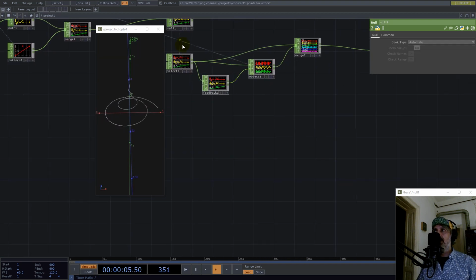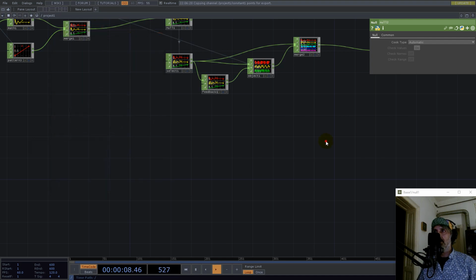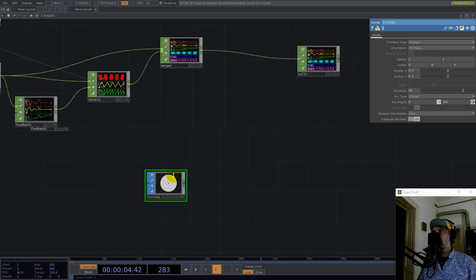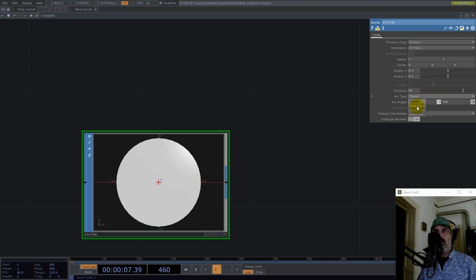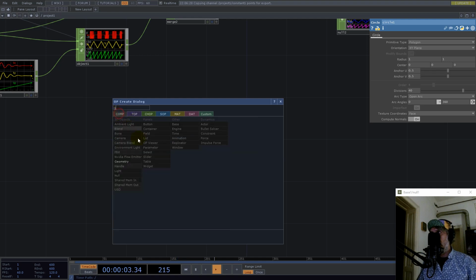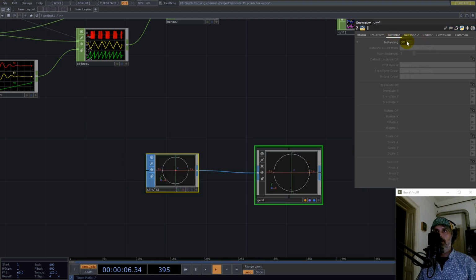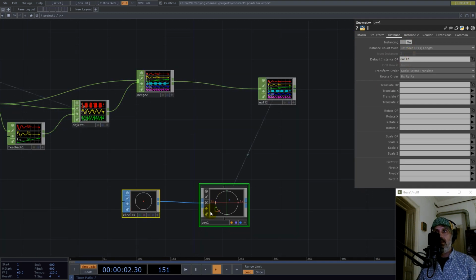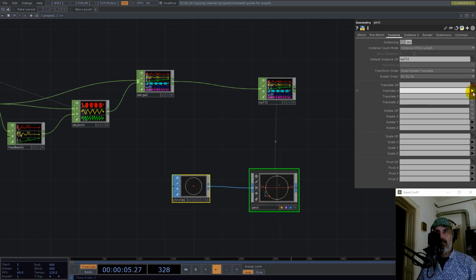Okay, and now for instancing, what if we take a circle? So we take a circle, and let's use open arc, and now a geometry in which we go for instancing, and we use this null 2. Okay, from which we take TX, TY, TZ, and also RX, RY, RZ.